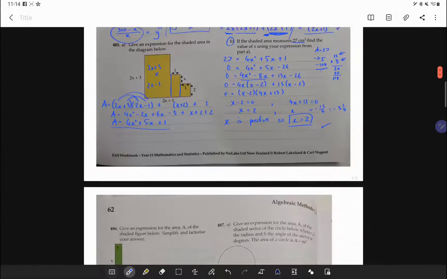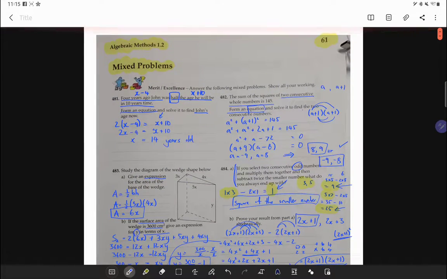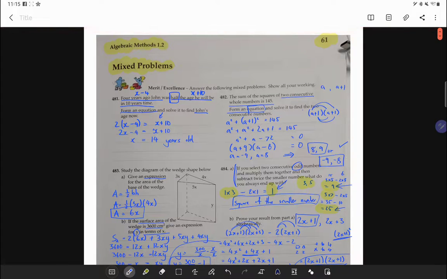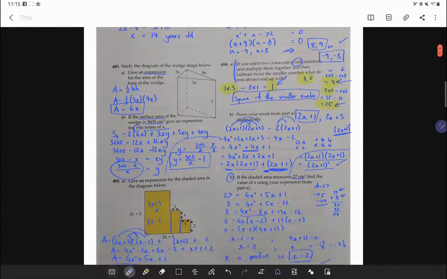And I'm going to actually cut it here. I'll do the next page immediately in the other video. I'll record a separate one. So that's the first page of mixed problems, page 61.